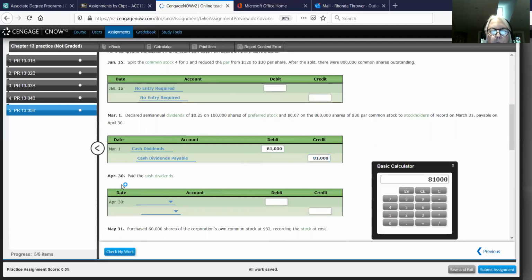On the April 30th transaction, we're going to actually pay the cash dividends that we recorded earlier. So on April the 30th, our liability account, cash dividends payable, is going to decrease. It will decrease by the amount that we owed, which was 81,000. Our credit will be to the cash account for 81,000.